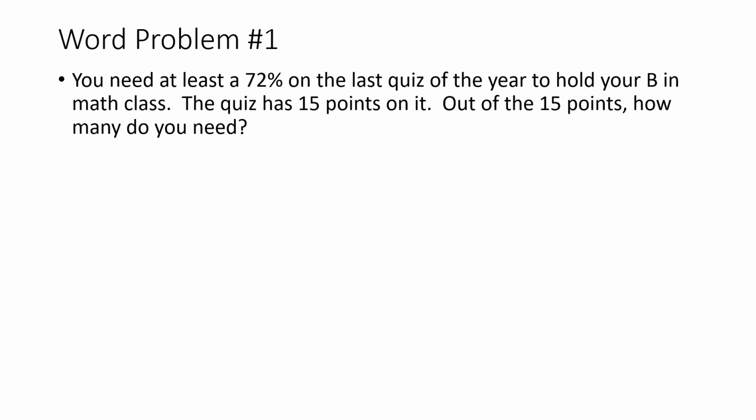So all right, you need at least a 72% on the last quiz of the year to hold your B. So maybe you have an 81% or an 82%, and you don't need to get a B because you've got a little bit of a cushion, but you can't bomb the quiz because it'll bump you down into the C range. You have figured out that you need at least a 72% on the last quiz of the year to hold your B. Okay, so you won't drop below an 80. The quiz has 15 points on it. Out of the 15 points, how many do you need?